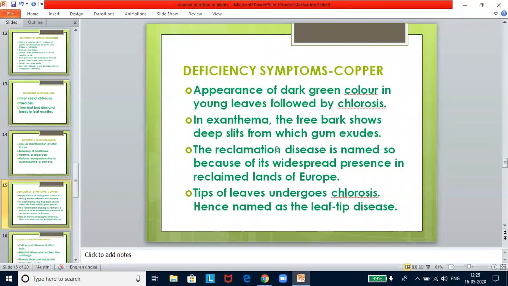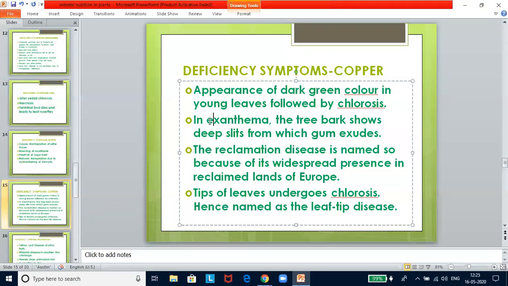Now what is the deficiency symptom? Appearance of dark green color in young leaves followed by chlorosis. In exanthema, the tree bark shows deep slits from which gum exudes. So exanthema occurs in a tree, and the tree bark shows deep slits from which gum exudes. The reclamation disease is so named because of its widespread presence in reclaimed lands of Europe. Now, tips of the leaves will undergo chlorosis, hence it is named leaf tip disease.